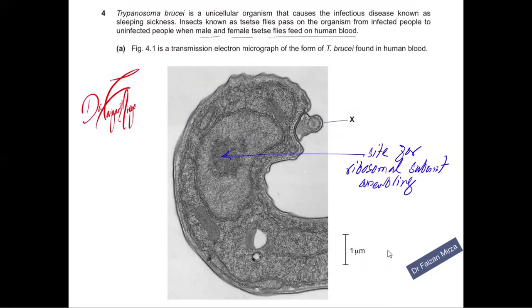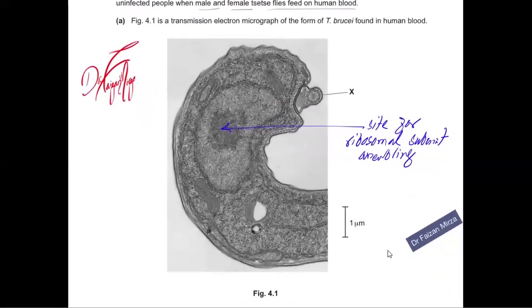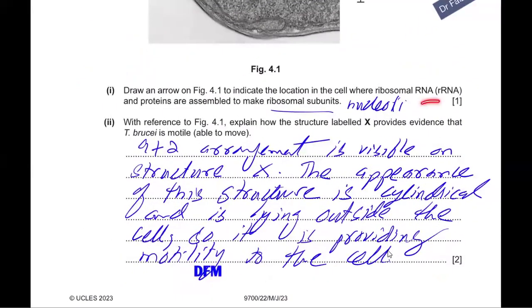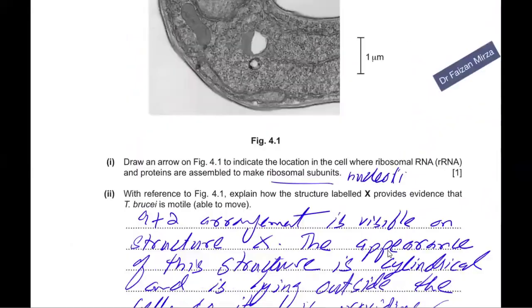In this diagram, you can see this organism is having a nucleus, and this is having a nuclear envelope, and this must be the nucleus. And you can see the rough ER and the mitochondria as well inside. And there's some extension here. So let's move on. Draw an arrow to indicate the location where ribosomal RNA is made. We know ribosomal subunits are produced in the nucleolus, and this structure is the nucleus. Inside this is the nucleolus, so we'll just mention where this is occurring.